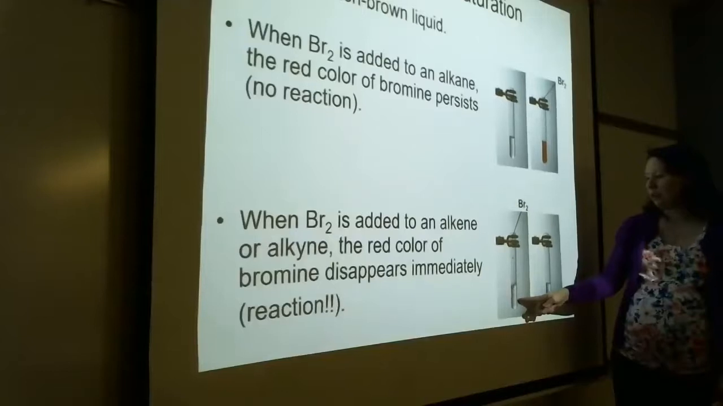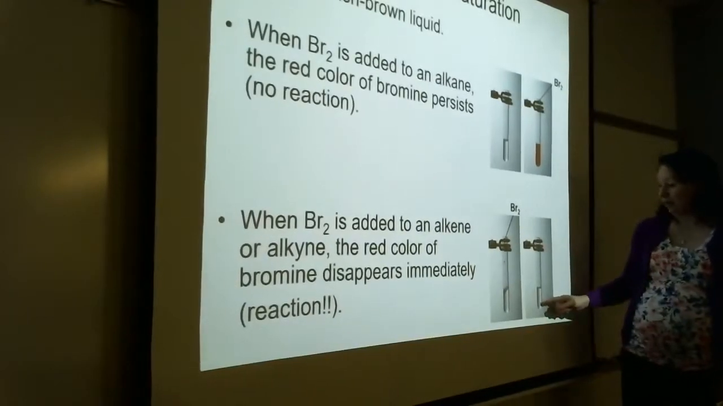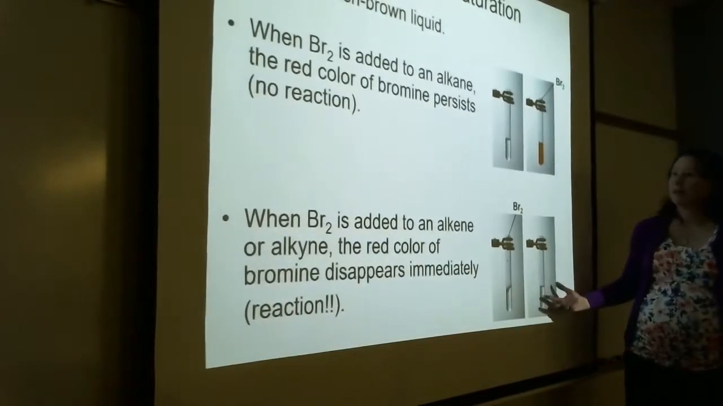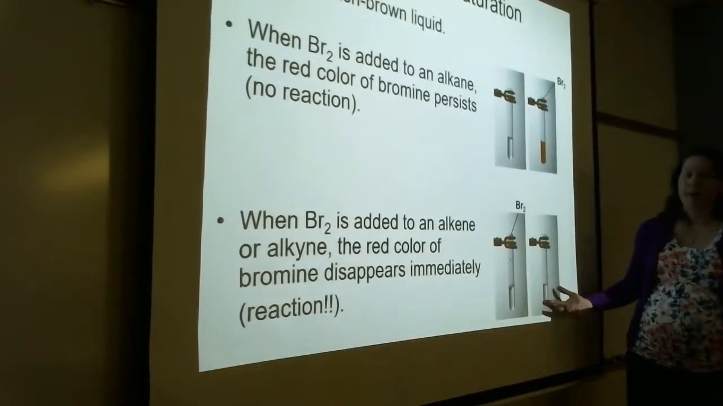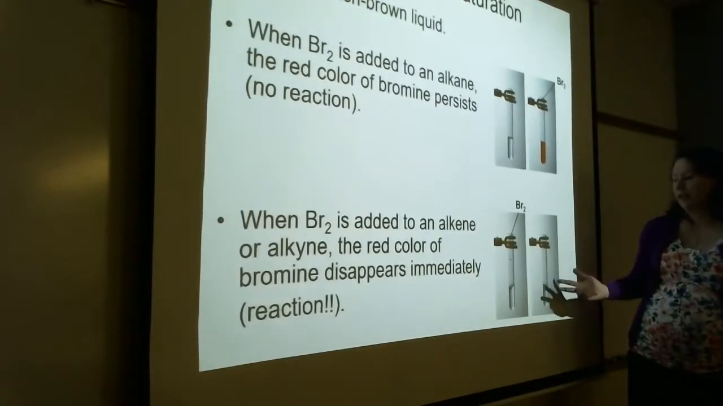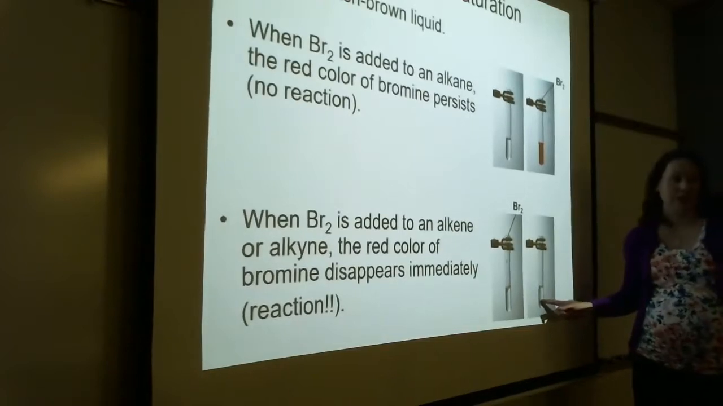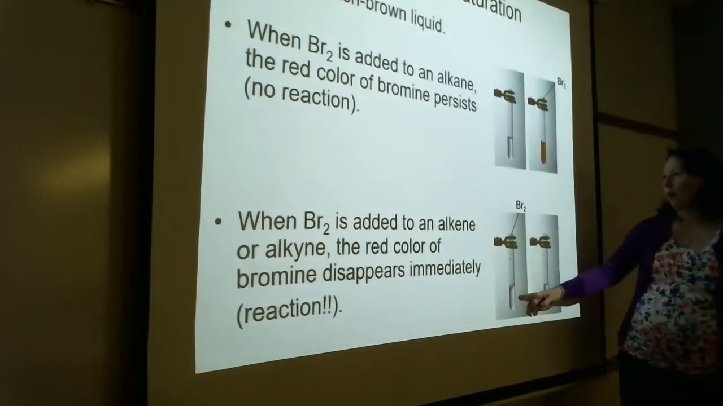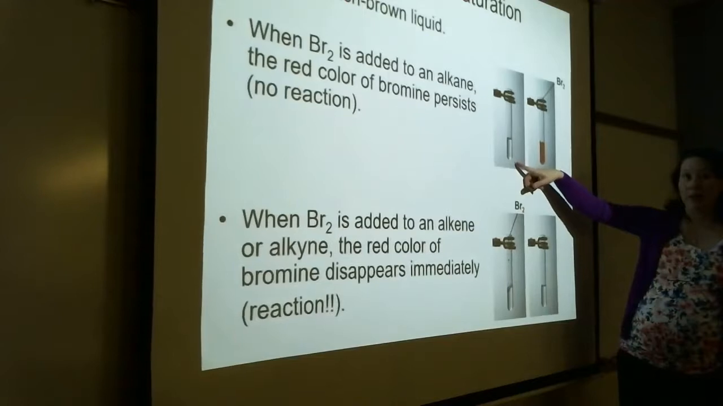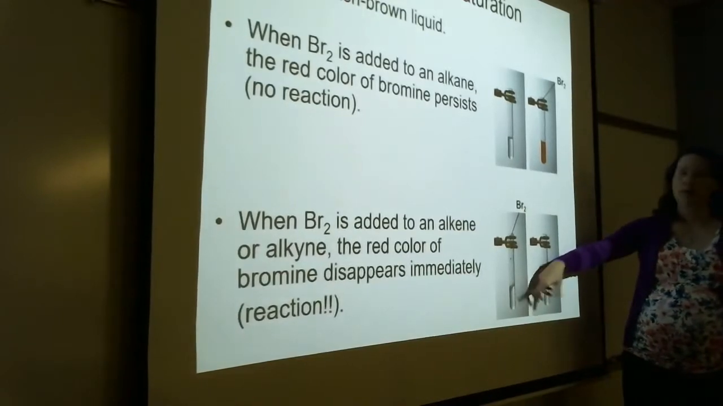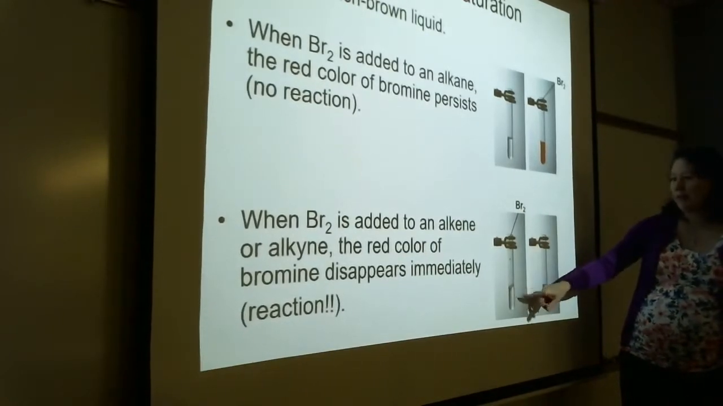But if you add Br2 and it immediately goes clear colorless, what does that tell you? That there was a reaction. Now you'd have to do further testing to decide if that contains an alkene versus an alkyne, but you could know right away, is it an alkane or is it not an alkane? Right? Then you'd have to do further testing to decide if there's an alkene or an alkyne.